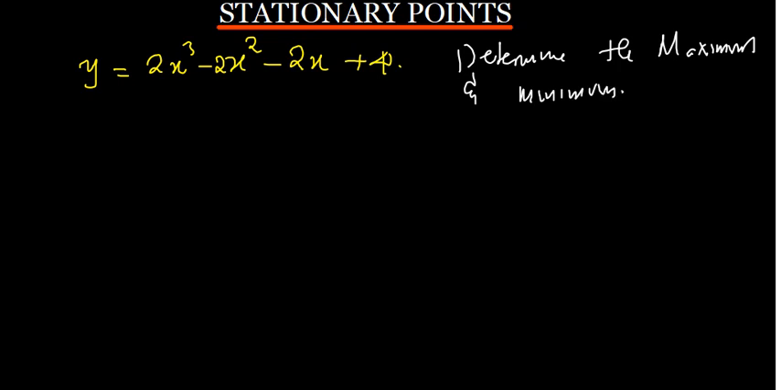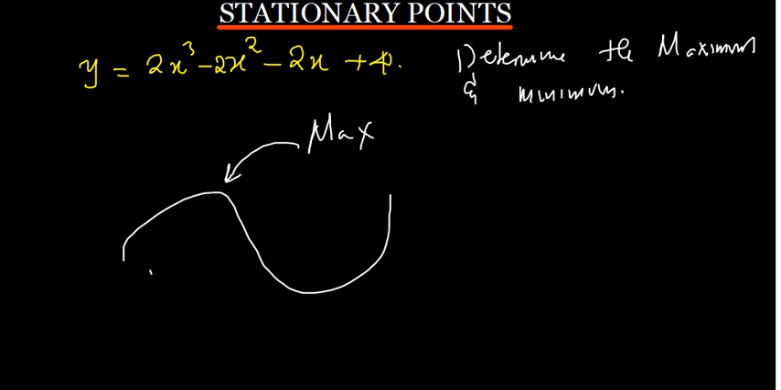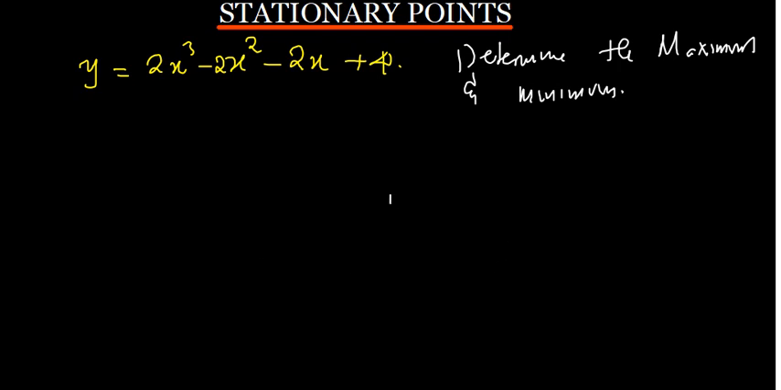Now, when we say maximum, if you have got a graph which goes like this one, this is called the maximum. And then this one where it is turning downward, this is called the minimum. So this is what we want to find. We want to determine what would be the maximum point and what would be the minimum point. The first thing you need to do is find the stationary points, the points where the curve is going to turn. We also refer to them as the turning points.